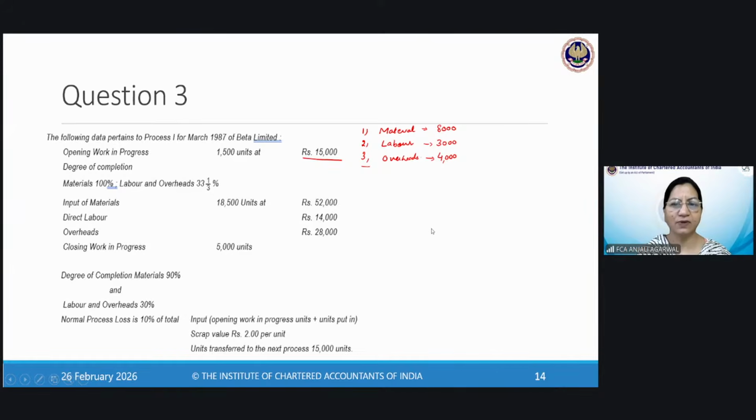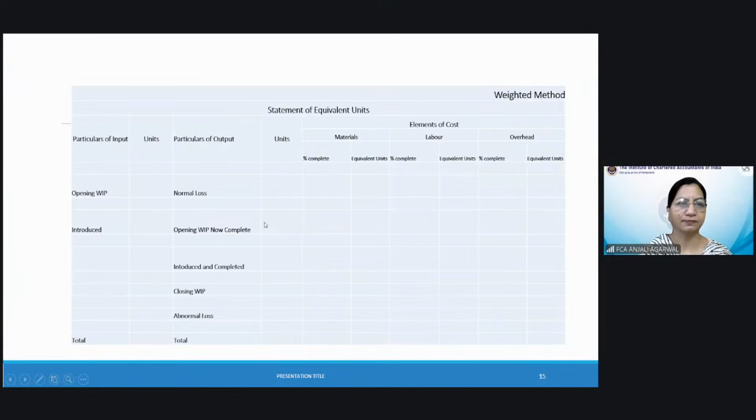But let's look at what are the inputs of units. There are two inputs of units. One is 1500 and the other is 18,500. So we are preparing the statement of equivalent units using weighted average method.